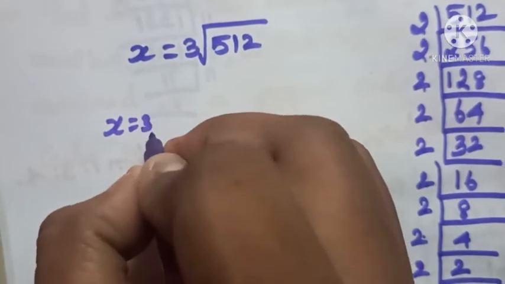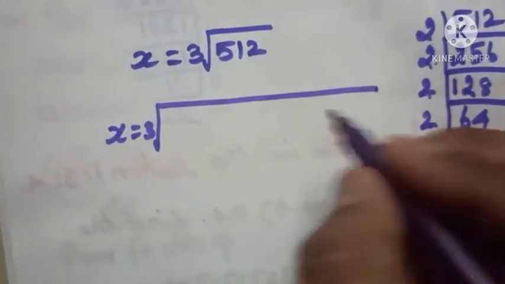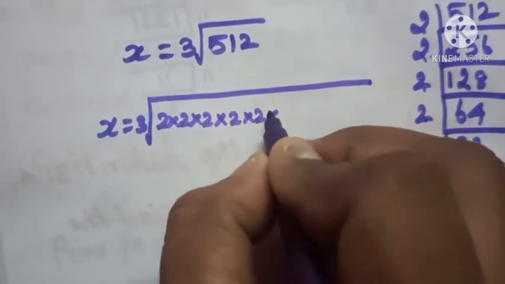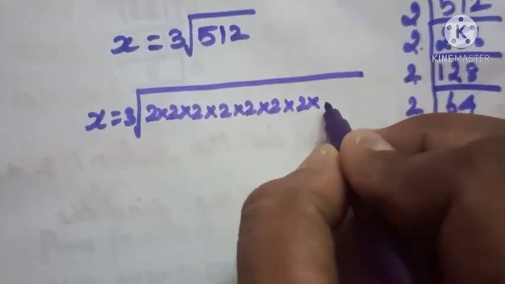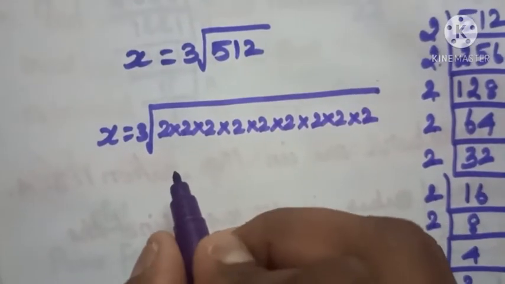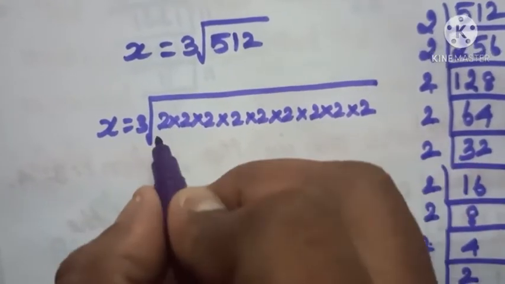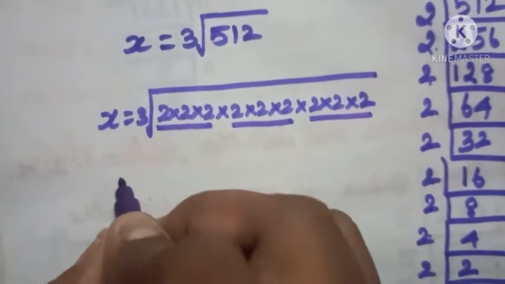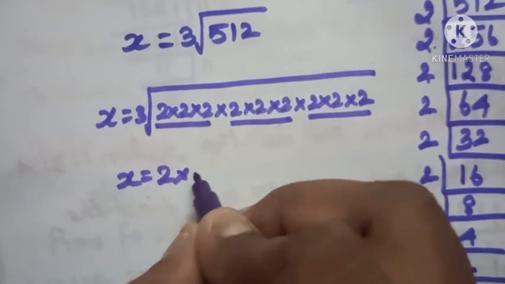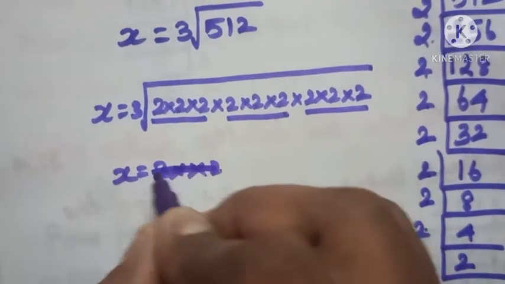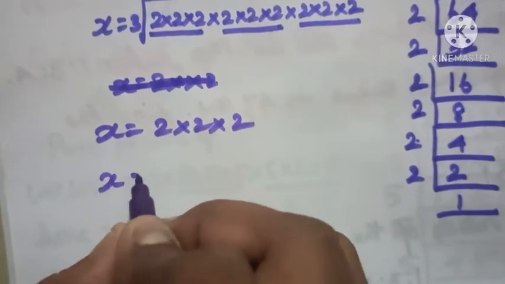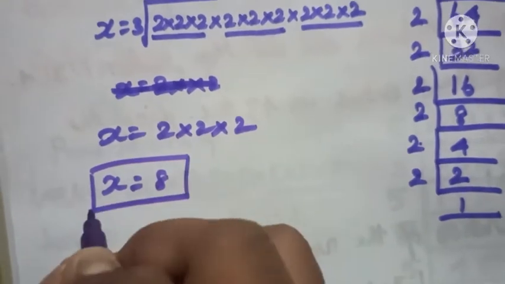So x is equal to the cube root of 2 into 2 into 2 into 2 into 2 into 2 into 2 into 2 into 2. Now you make triplets. What do you get? 2 into 2 into 2, so x is equal to 8. So we got the value of 8.